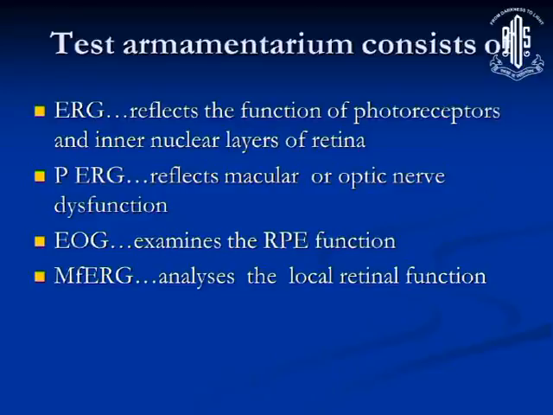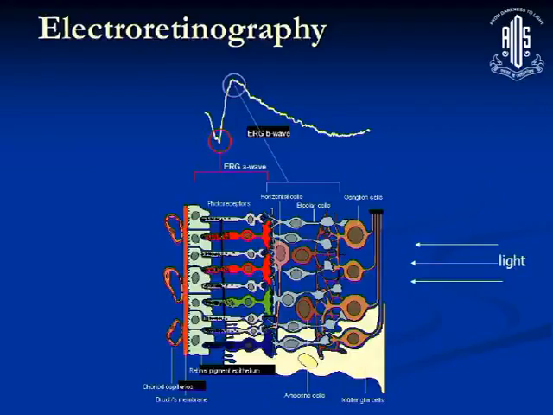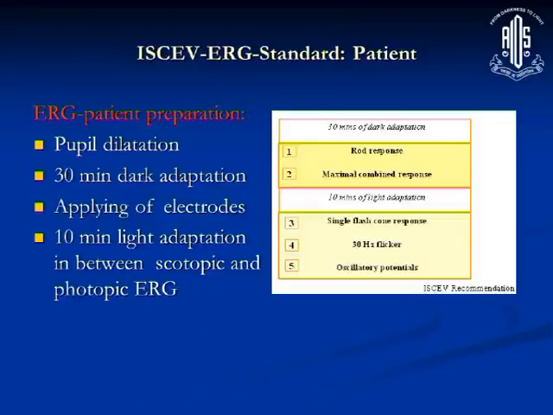the local retinal function. Now, coming to the basic ERG, the wave we are concerned with is the A wave. The A wave is derived from the photoreceptors, and the B wave is derived from the bipolar cells. Now, all the electrophysiological tests are based on the ISCEV guidelines, that is the International Society for Clinical Electrophysiology of Vision. Whatever test we do, we need to maintain certain criteria laid down by ISCEV.